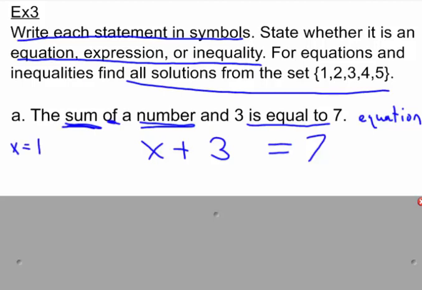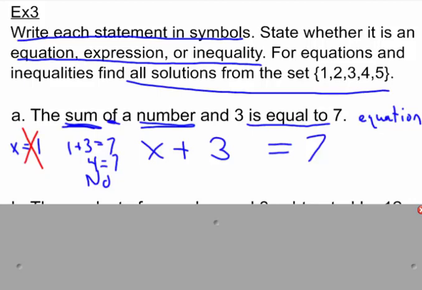At this point, I'm going to plug in my different numbers. So I'm going to see, does 1 work in that equation? 1 plus 3 is 4. 4 equals 7? No. What does that mean? 1 is not a solution. I'm going to plug in 2 and 3 and 4 and 5 to see which will work. If I plugged in 2, 2 plus 3 is 5, 5 equals 7, no. 3, no. 4, 4 plus 3 is 7, yeah, that works. 7 equals 7.